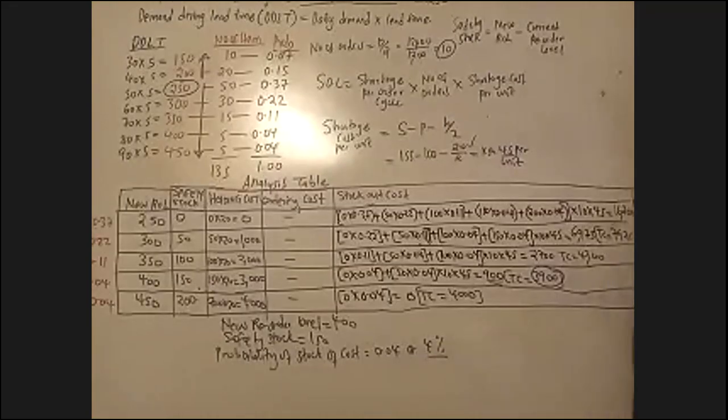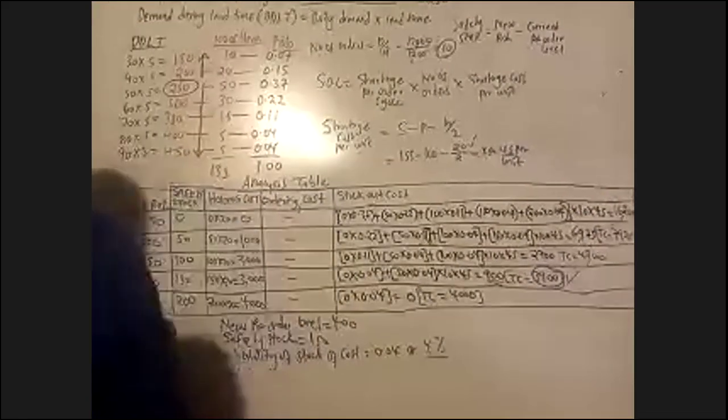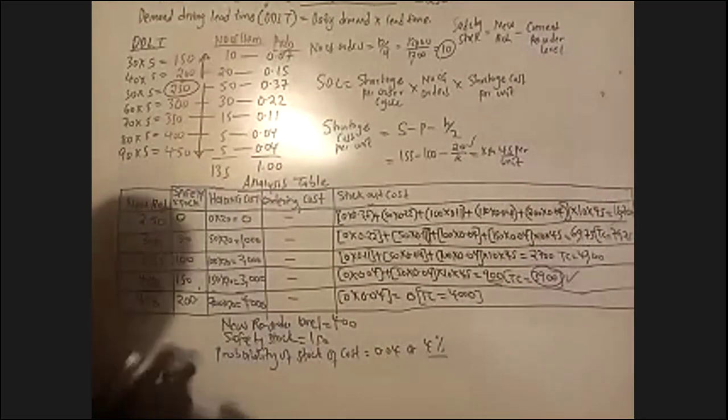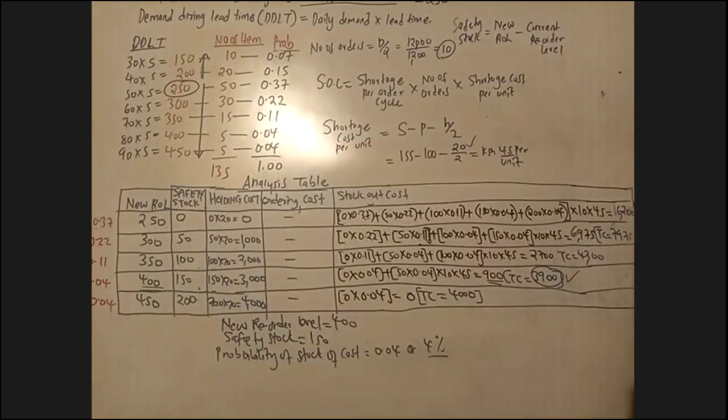Number B, you have to advise the management. So for you to advise the management, you should go with this level, the new order level 400, which is the minimum cost. So you should go with that minimum level, which is the minimum cost. Hadi hapo tuko sawa?